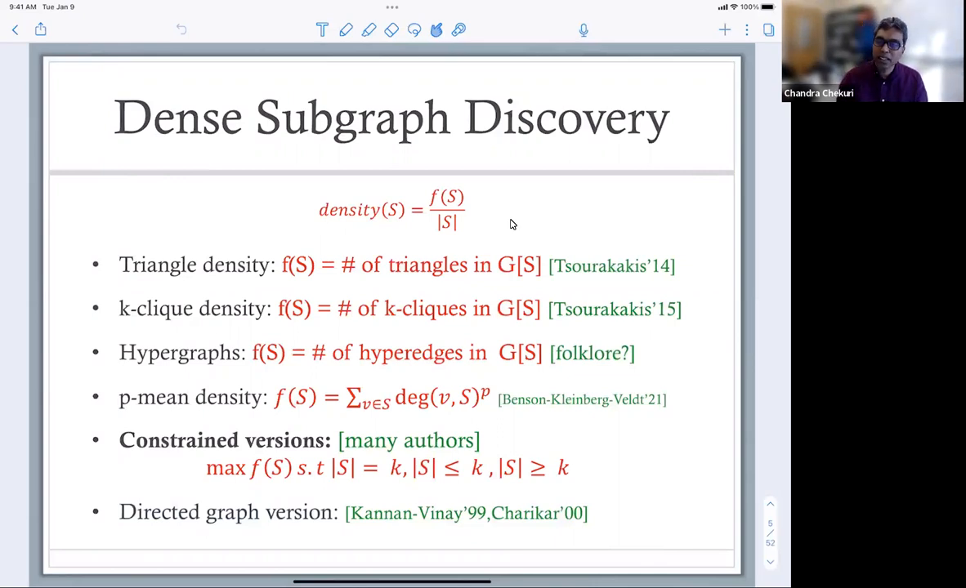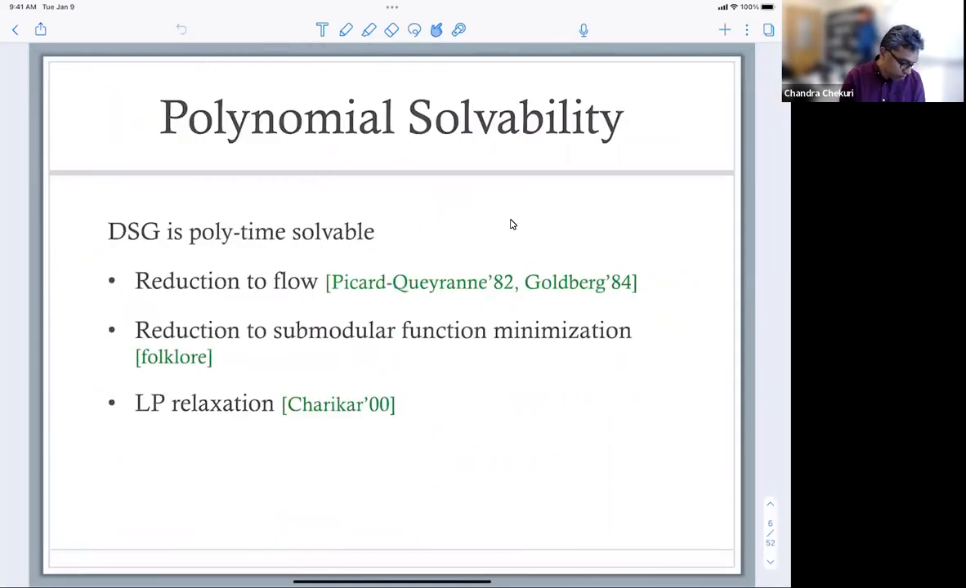So there is some space of problems here, which all try to find some notion of density. I'll abstractly use f of S to denote some function. Now let's understand what classes of problems in this space are polytime solvable.